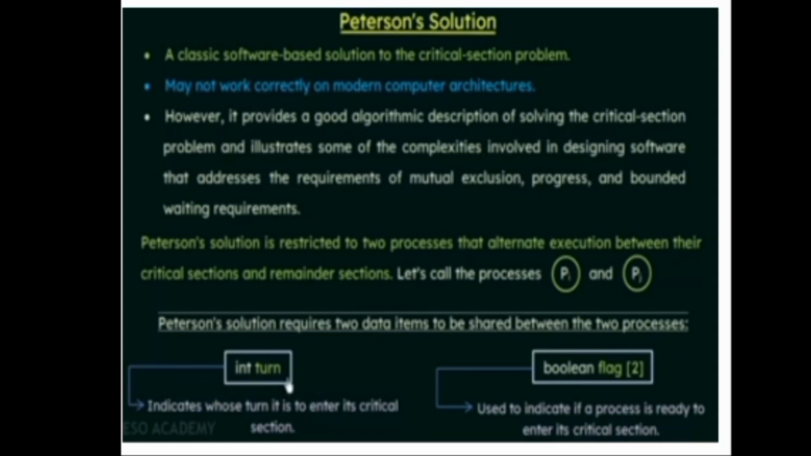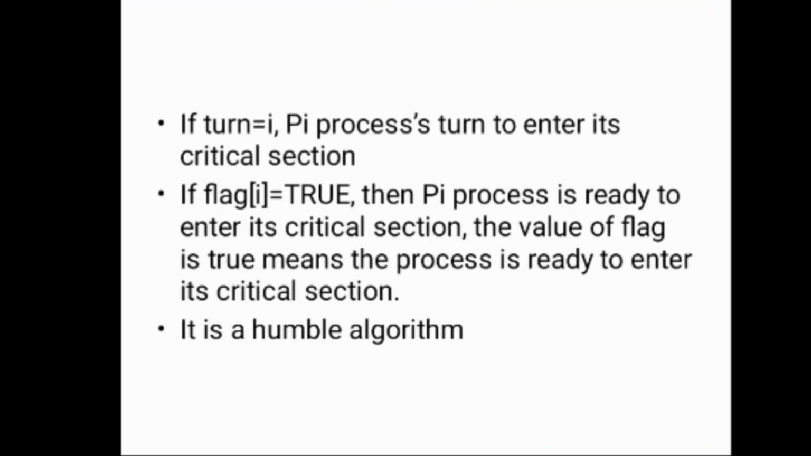First, int turn. It indicates whose turn it is to enter into the critical section. Boolean flag: this flag is used to indicate if a process is ready to enter into a critical section. For example, if turn equals i, that means it is the Pi process's turn to enter into a critical section. And if flag[i] is true, then the Pi process is ready to enter into a critical section.